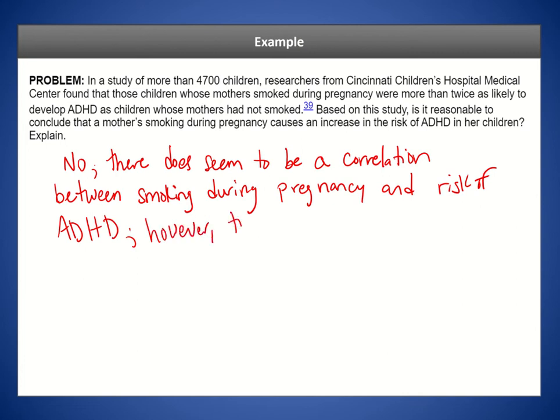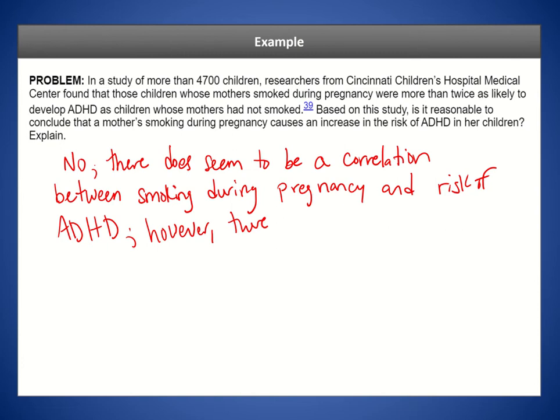However, we're going to talk about some confounding variables here. So we can mention that the mothers who smoked probably had unhealthy diets, right? So that could be a reason that would also lead to potential issues with the progeny, right?